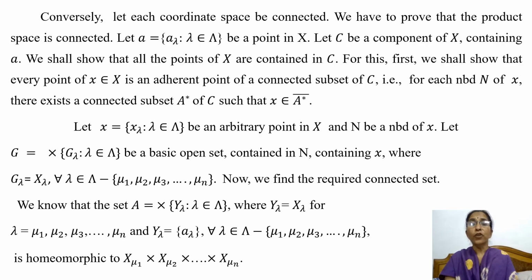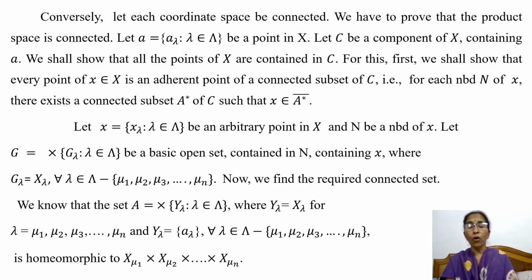Conversely, let each coordinate space be connected. Then we have to prove that the product space is connected. So now we consider a fixed point of the product space X. Let a = (a_λ), λ belonging to Λ, be a fixed point in X. And we know that any point of a topological space is contained in exactly one component of the space. So let C be a component of X containing the point a.